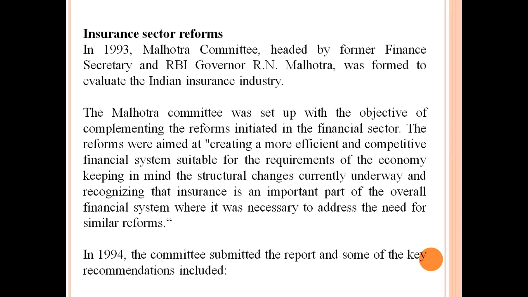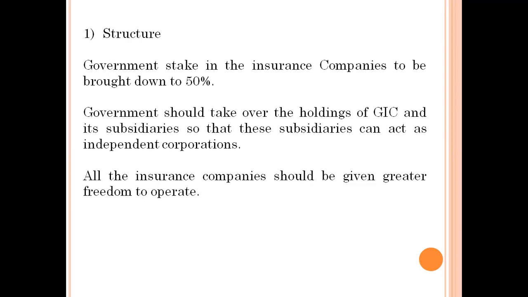In the year 1994, the committee submitted the report, and there were some key recommendations. The first one is the structure. Government stake in the insurance companies to be brought down to 50% only. So it goes toward privatization or liberalization, open to market conditions. Government should take over the holdings of GIC, General Insurance Corporation, and its subsidiaries so that these subsidiaries can act as independent corporations. All the insurance companies should be given greater freedom to operate.